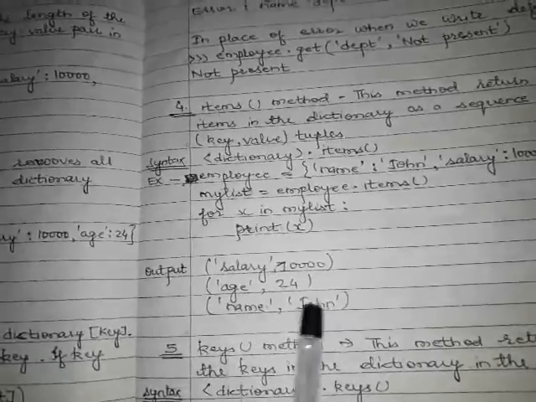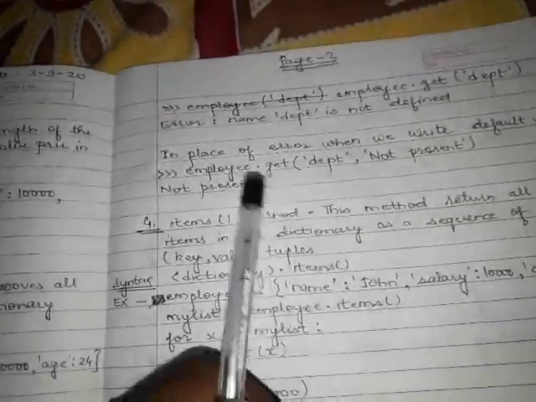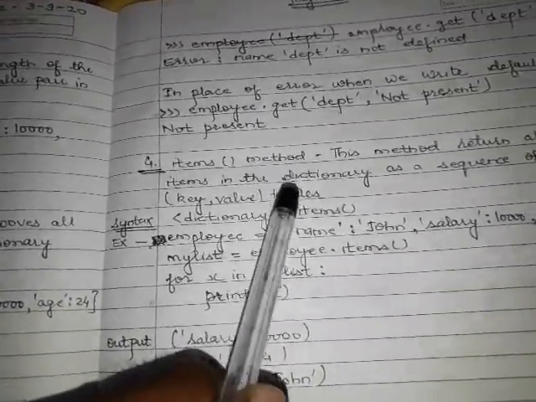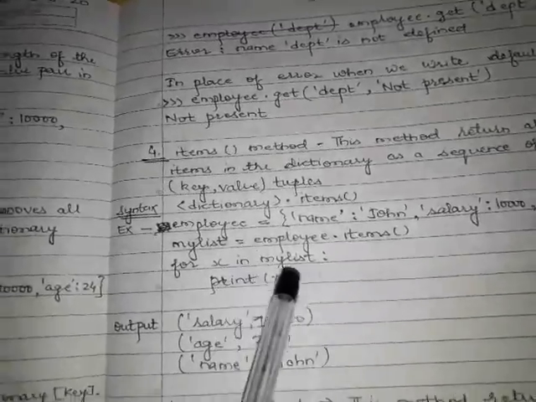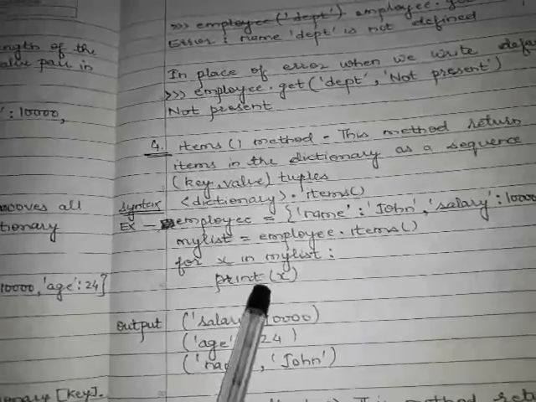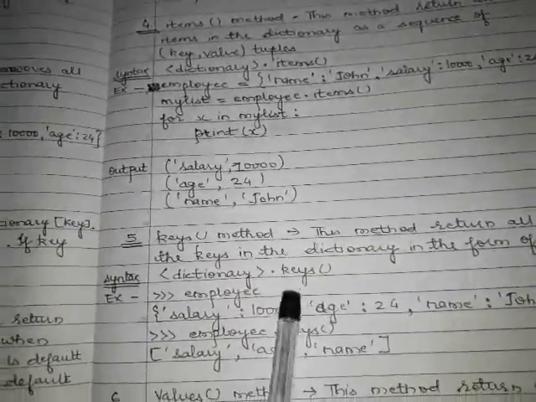Tuple is denoted by these braces. Okay, so this is the main concept of the items method. Go through it very carefully. Write as it is, as I have written all these 4 lines, then thereafter you will get this result.